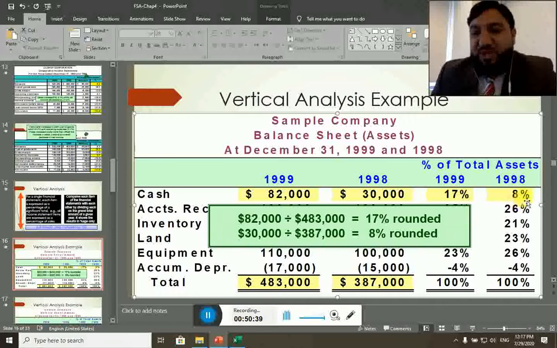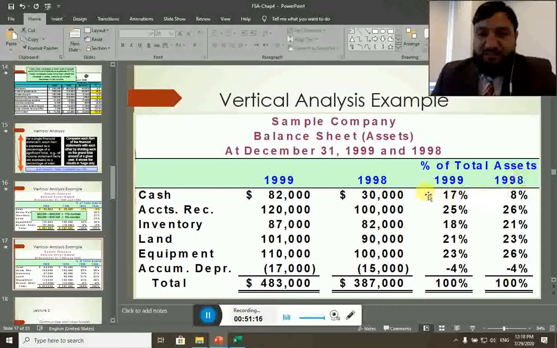There has been an increase of almost 9% in cash compared to 98. You can see here, you can compare the percentages. First we do the analysis for each item, we divide it by the grand total. Then after we have the result for both years, we can do a horizontal analysis. We can subtract the current year from the base year to find out the net effect.